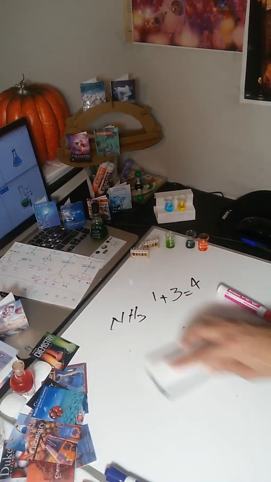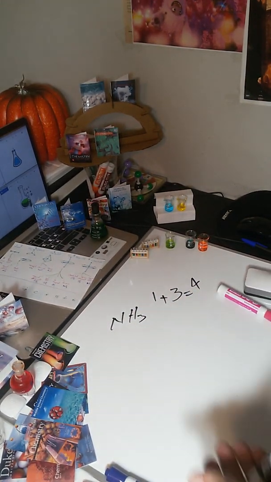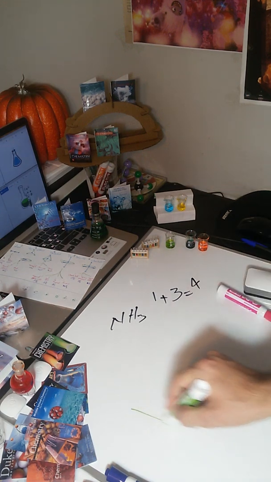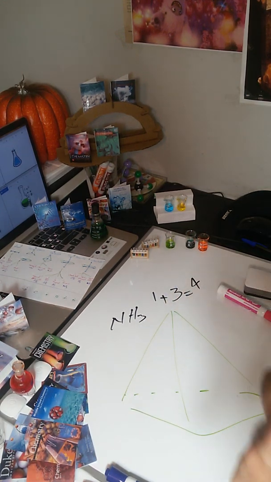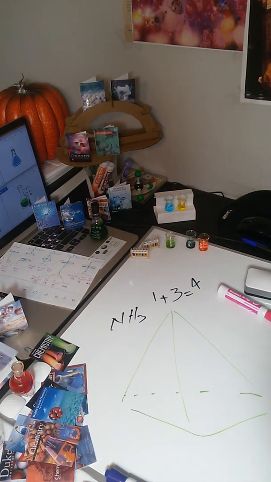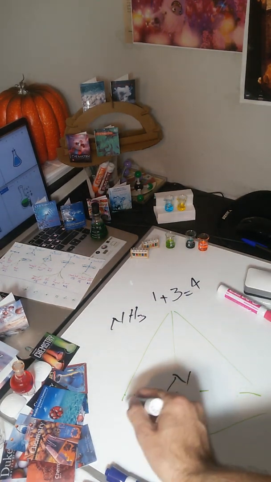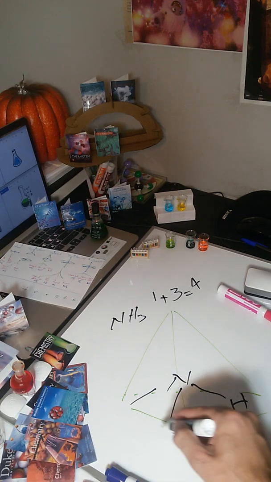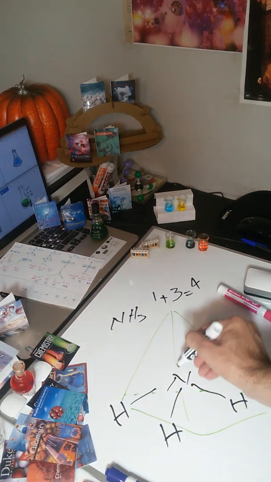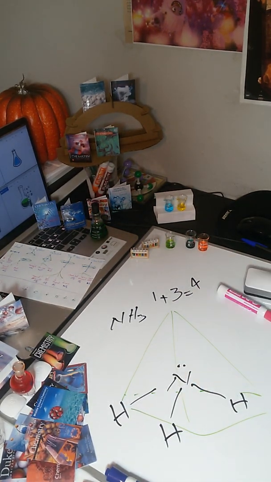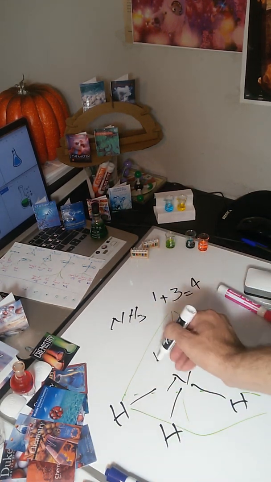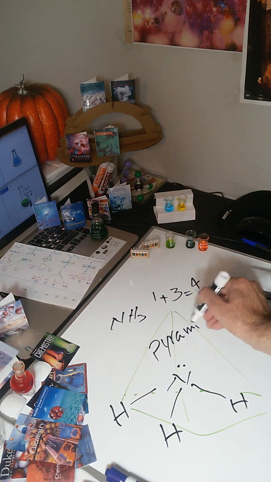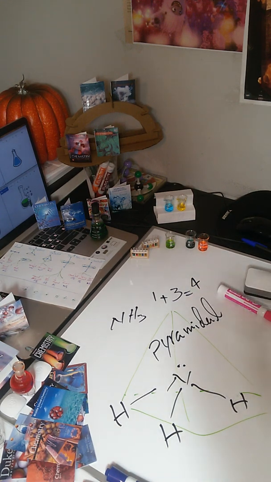We could actually draw it in the framework of tetrahedral as well, tetrahedral geometry as well. I could do that. Again, the lone pairs, we just stick them to the central atom, and actually you could see that we call this pyramidal. Okay, so that's how we name them.